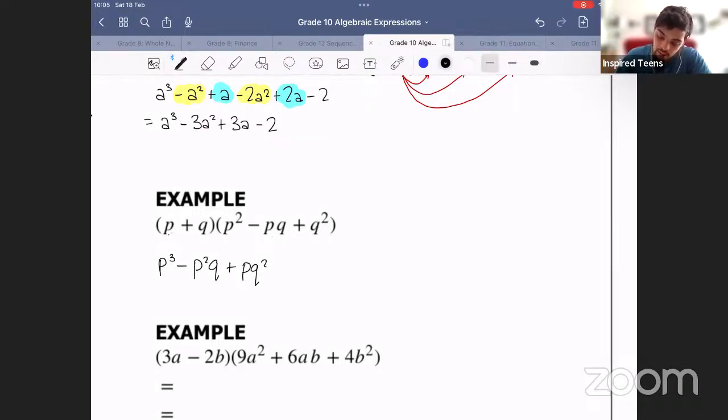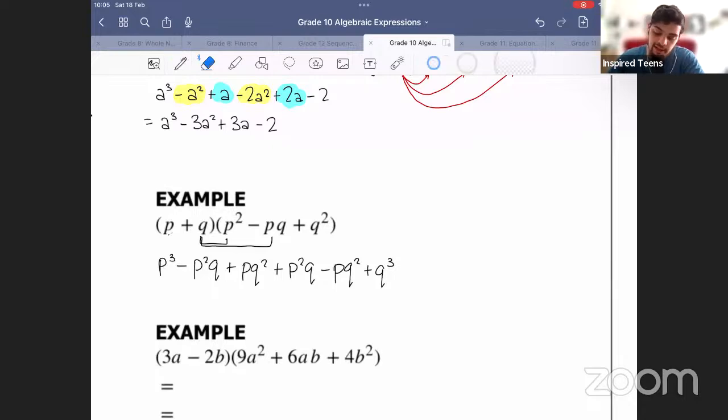Then I want to use q. So q times p squared gives me plus p squared q. I think I'm writing in alphabetical order, which is what you want to try to do. You don't want to have them mixed up; it's just easier for you to work with. Q times negative pq is negative p q squared. Then finally, q times q squared is positive q cubed.